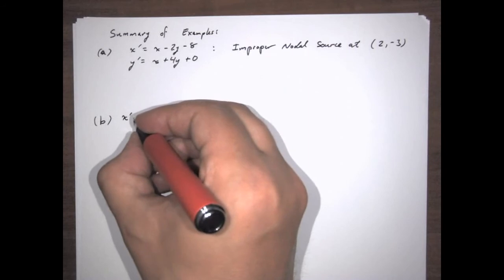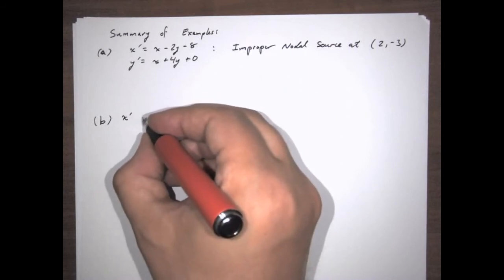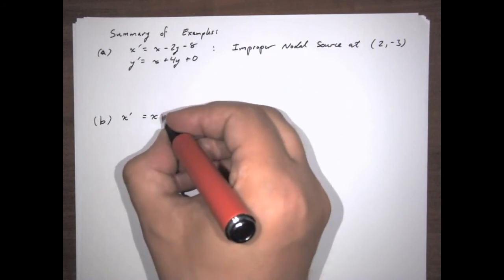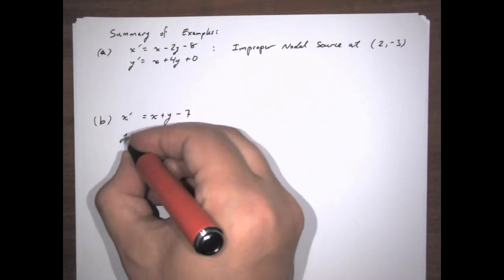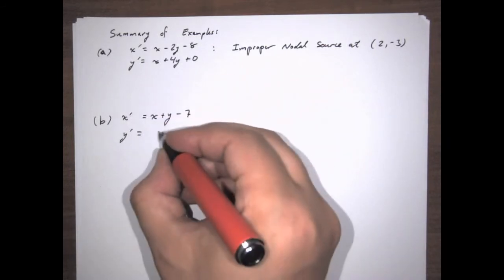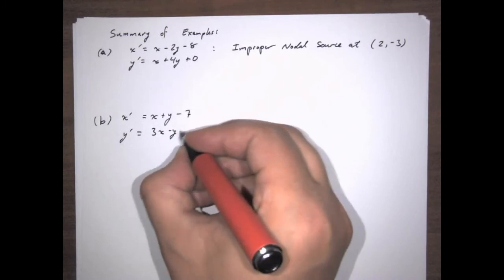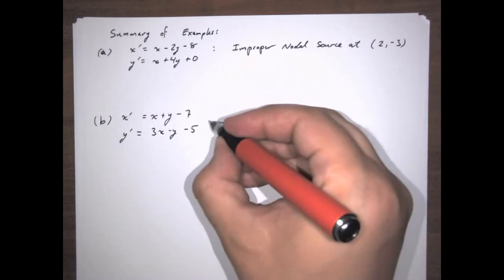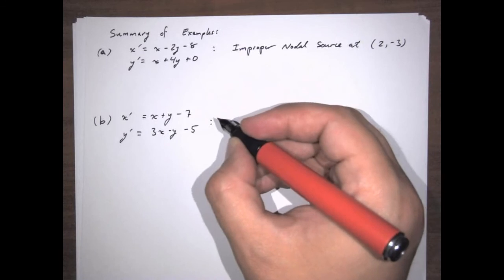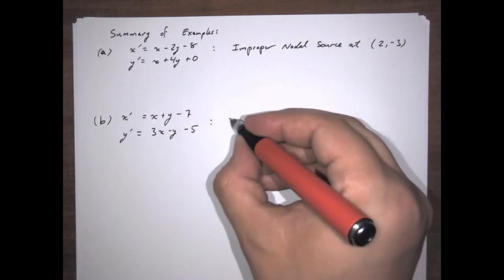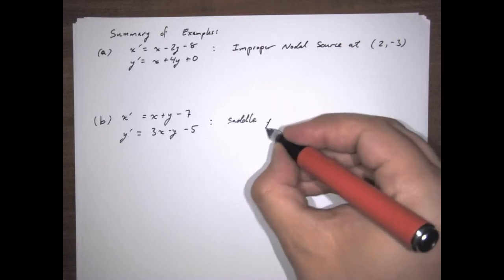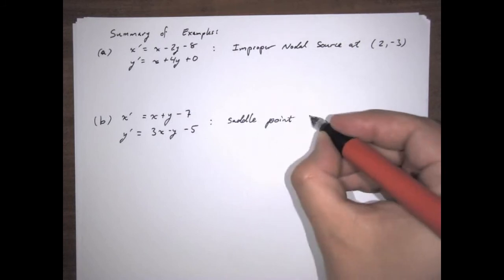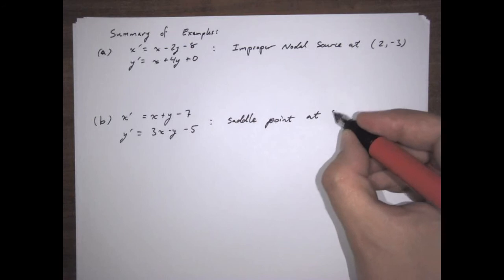So B was x prime equals x plus y minus 7, y prime was equal to 3x minus y minus 5. And our conclusion on that one was a saddle point at 3, 4.